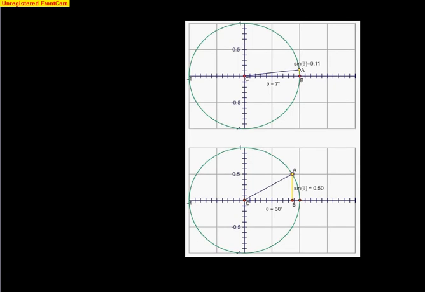Okay, so in this first picture right here, we notice that at 7 degrees, that is our input. Our input would be 7 degrees. Sine of 7 degrees, if you don't believe me, you can use your calculator. 7 degrees is not on our unit circle, so we have to use the calculator. Make sure you're in degree mode. We get a sine value of 0.11. Okay? 7 degrees would be a sine value of 0.11.